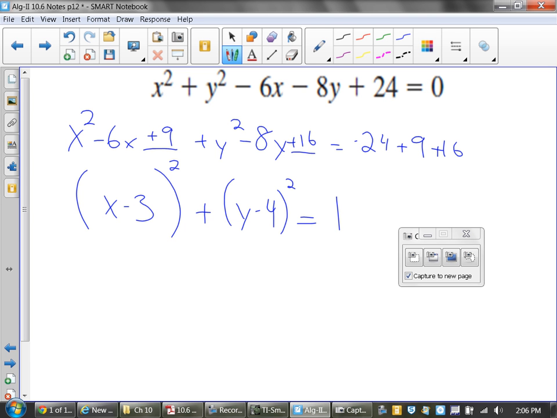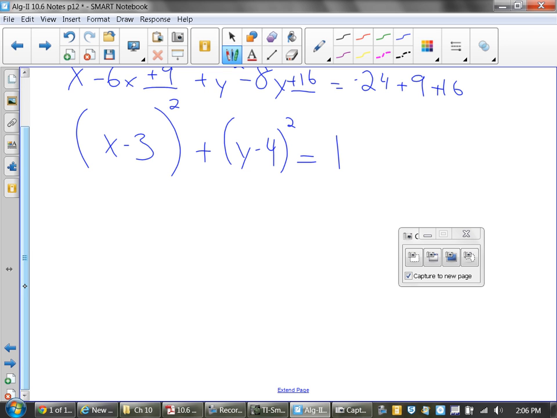Circle or ellipse? It's a circle. And again, the reason it's a circle is the denominator for the left-hand side, 1 for both. It's the same value. A and B are the same. So that means that when I'm going to graph a circle, the center is at 3, 4 with a radius of 1. Pretty easy. Square root of 1 is 1.